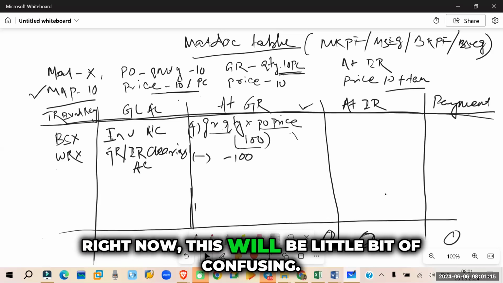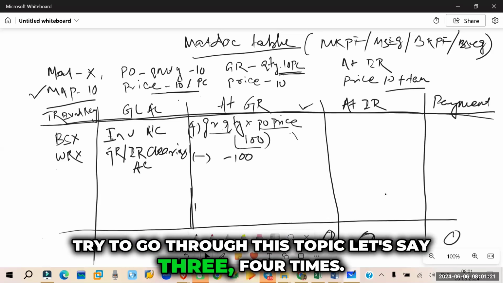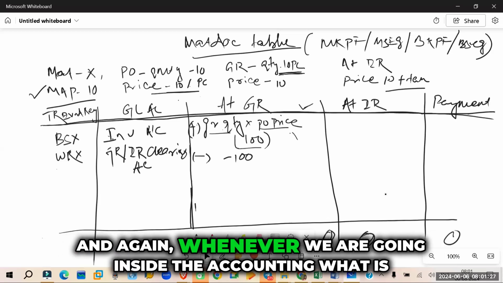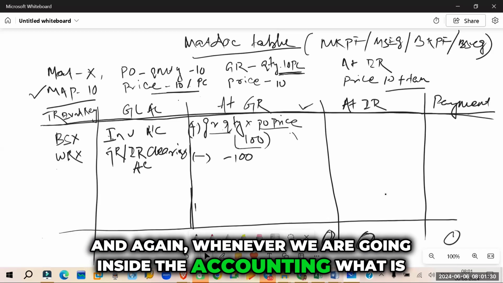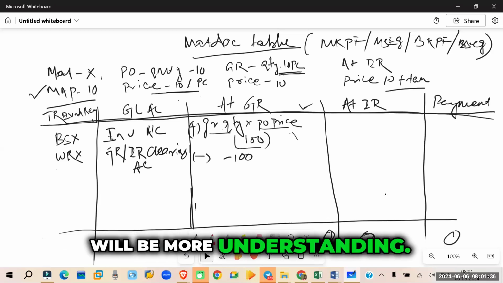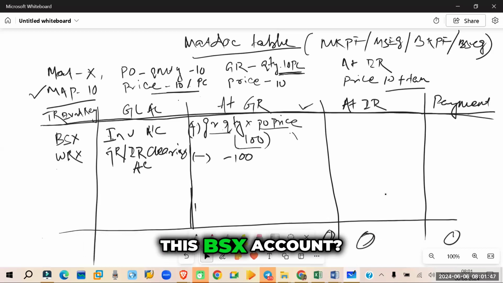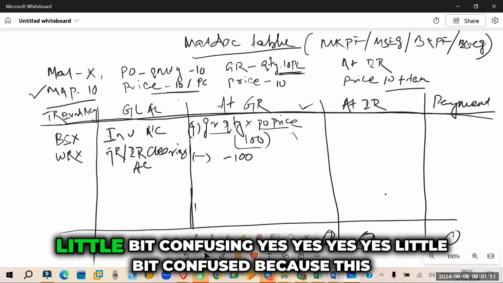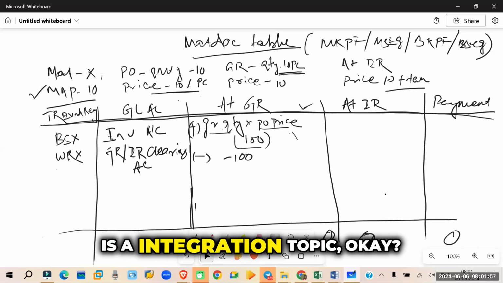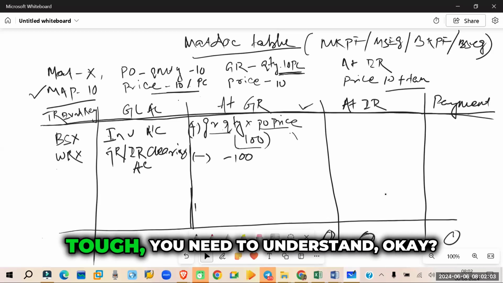Right now this will be a little bit confusing. Try to go through this topic three or four times and you will have some idea. When we go inside the accounting determination process, at that point of time it will be more understandable to you. Are you able to understand this BSX account? Sir, it is a little bit confusing. Yes, because this is an integration topic, and all the integration topics will be a little bit tough.